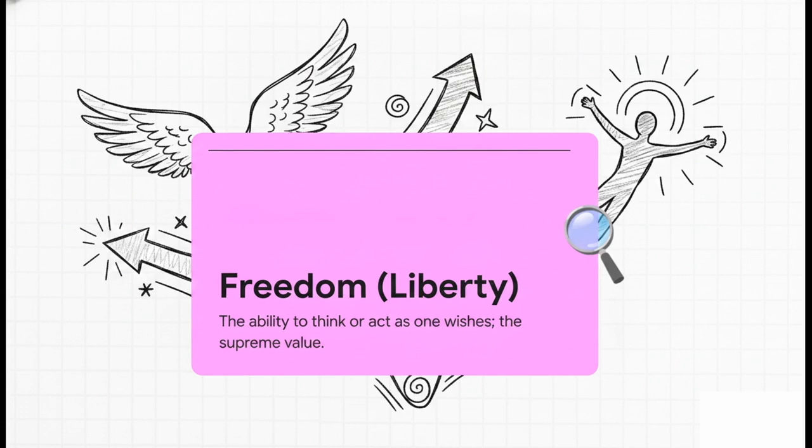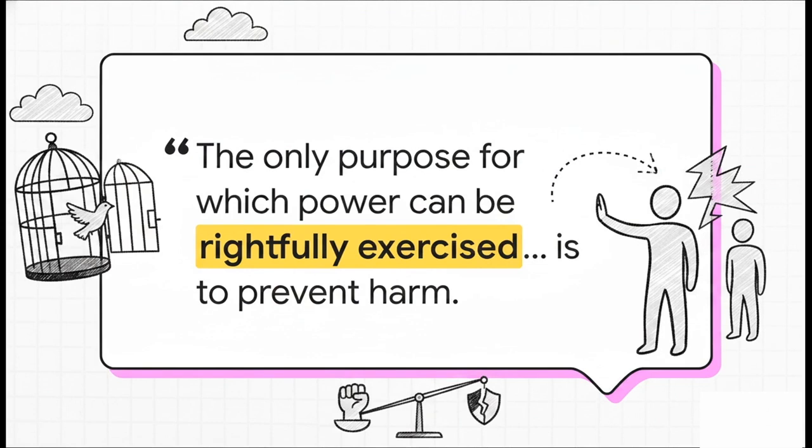Early liberals viewed liberty as a natural right. Basically, it's the absolute necessary condition for leading a truly human existence, exercising your own choice and actually fulfilling your personal potential. But of course, freedom isn't just a free-for-all.